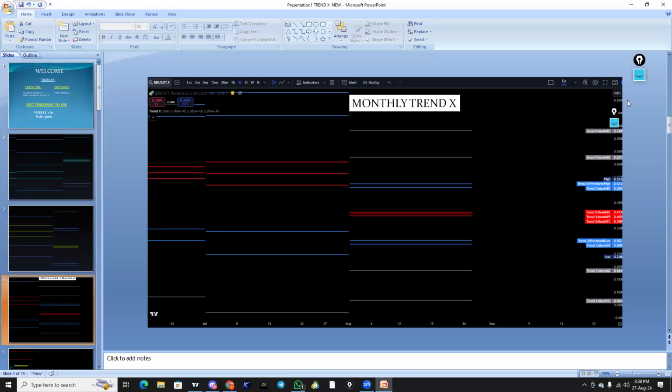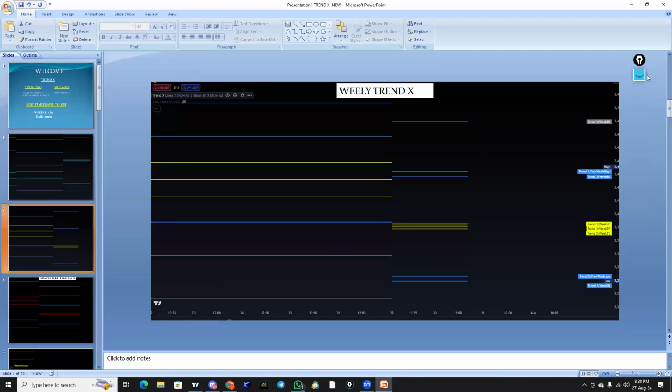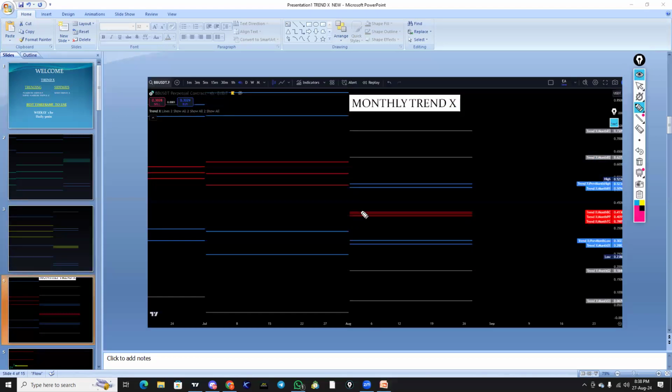This is the monthly Trendex, and it prints only once a month. What you're seeing as the weekly, we can see a new Trendex every week. Now it's the same for the monthly: every month we see one Trendex. Every month it will print. When it comes to support and resistance, it's exactly the same. These are monthly support, and what you're seeing above are monthly resistance.